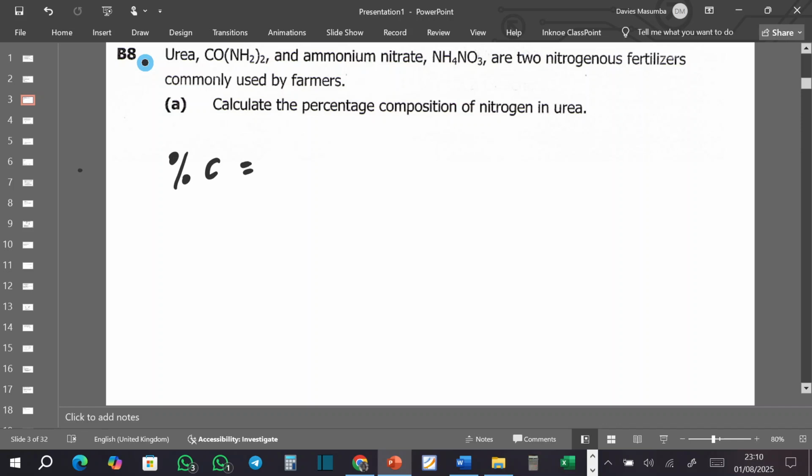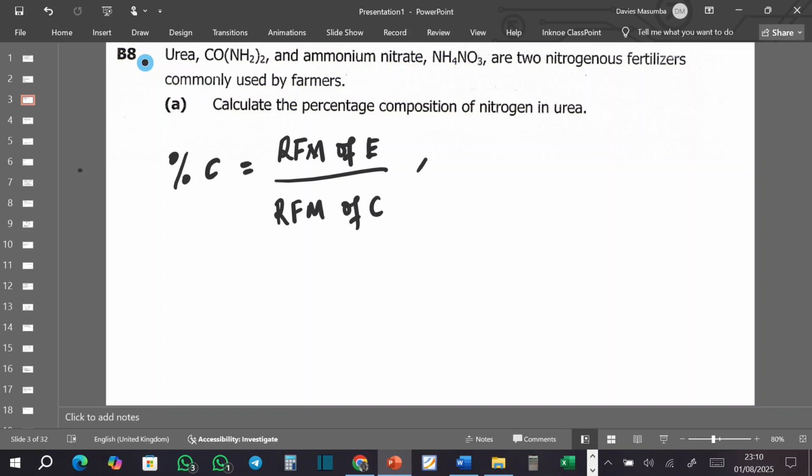equal to mass, we can say relative formula mass of element over relative formula mass of the compound, then times 100%.